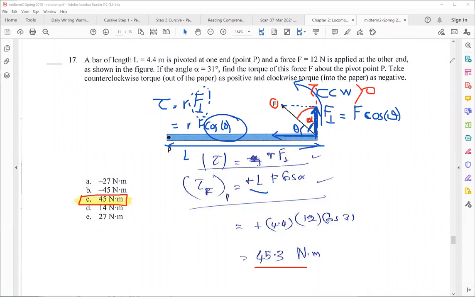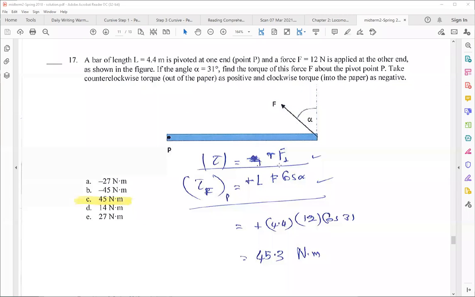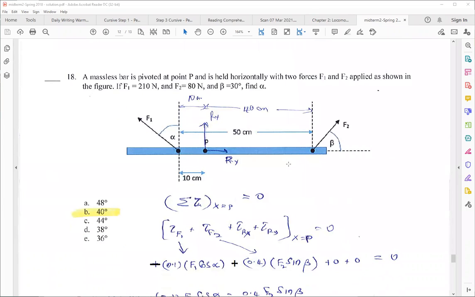Now, next question. The next question is related to torque. We have a massless bar pivoted at point B and held horizontally with two forces F1 and F2 applied as shown in the figure. If F1 is 210 newtons, F2 is 80 newtons, and beta is 30 degrees, we're asking you to find the angle alpha.